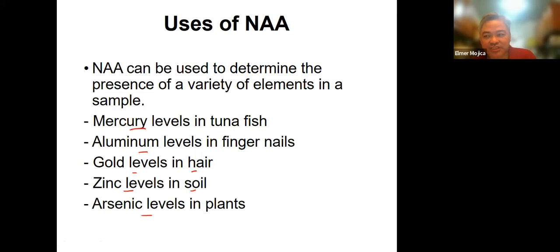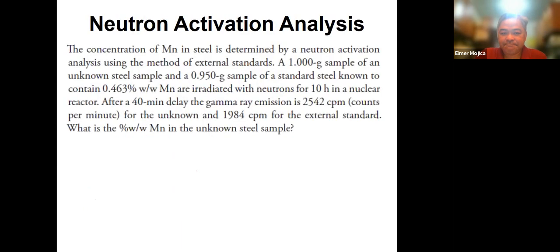Some prefer this, especially if you have the capability. And I know PNRI has this because they have a lot of divisions there. They have irradiating machines to generate radioactivity. A sample thing that they use is maybe this one, the concentration of manganese in steel.